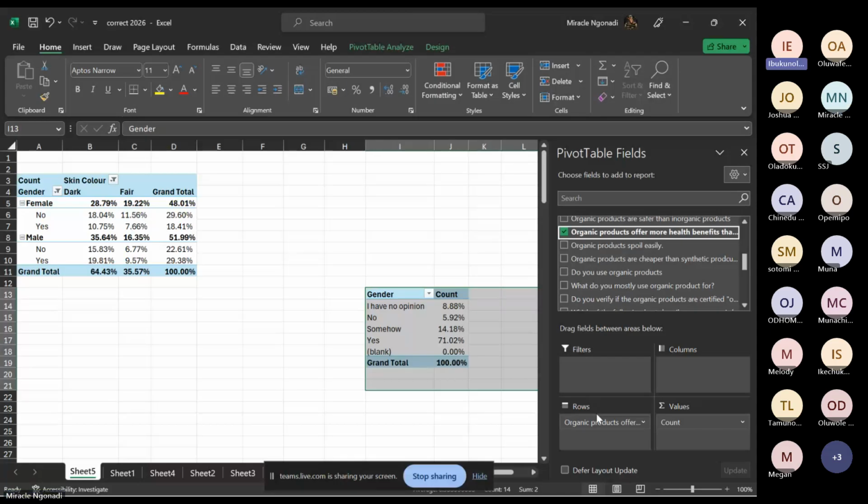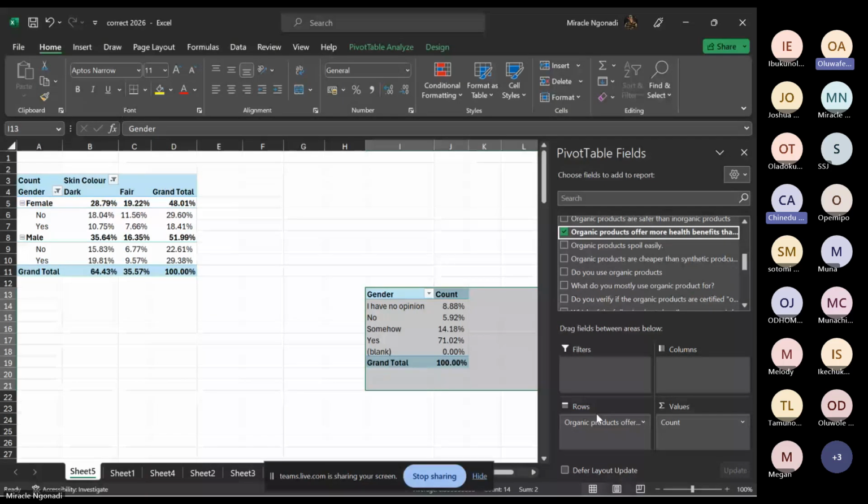So 71% of everybody taking the survey believes that organic products offer more health benefits than inorganic products. Do you think we should consider skin tone or skin color to see how this is even distributed? And I believe she knows how to do that now.